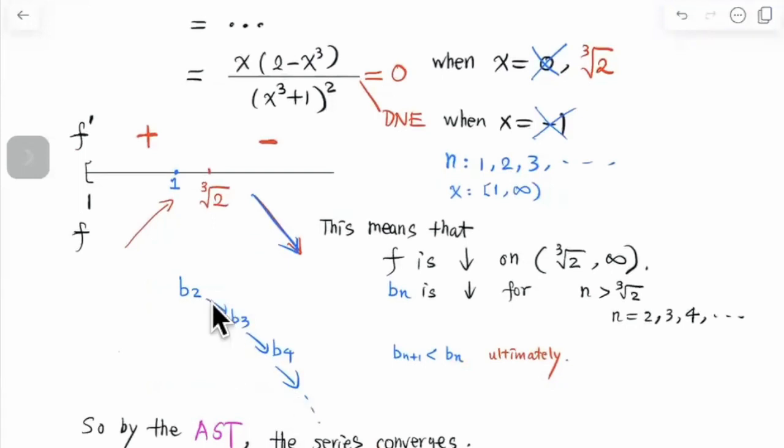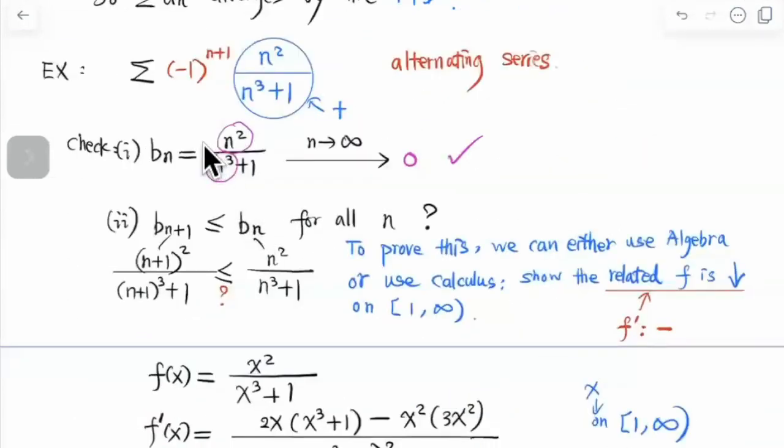For the alternating series test, we can actually modify that. When the sequence is decreasing ultimately, then we can still apply the alternating series test and conclude that the tail of the series will be convergent. And remember, when the tail of the series converges, then the whole series converges. So by the modified version of the alternating series test, this series converges because it satisfies the two conditions. The first condition is bn goes to zero as n goes to infinity. The second one is bn plus one is less than or equal to bn, eventually. So this alternating series converges by the alternating series test.